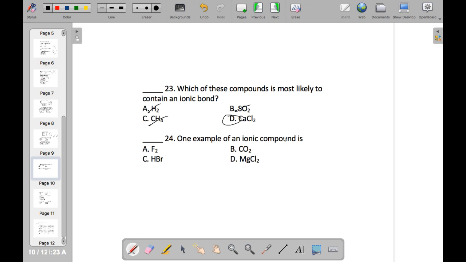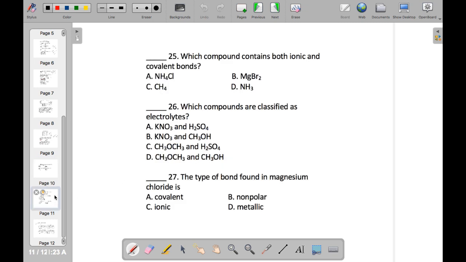Yet again, fluorine and fluorine, not ionic. Carbon and oxygen, not ionic. Hydrogen and bromine, and then here we have magnesium and chlorine. This is the best example right here. Magnesium and chlorine.